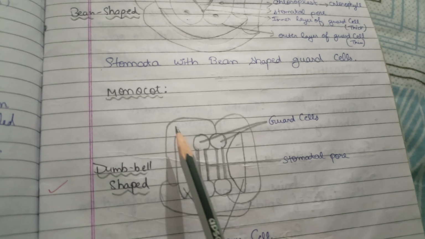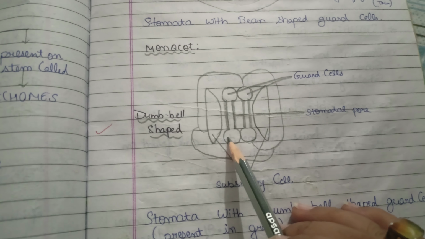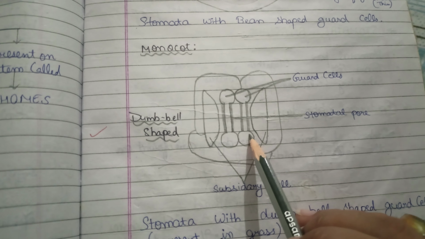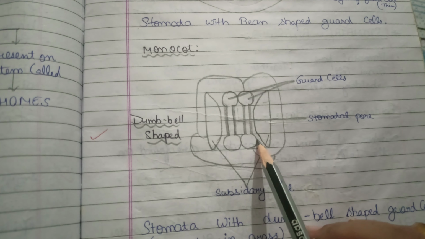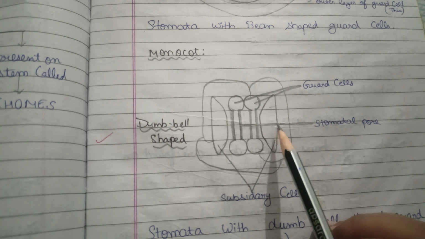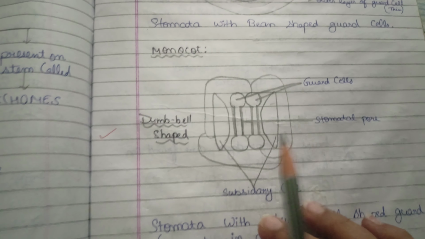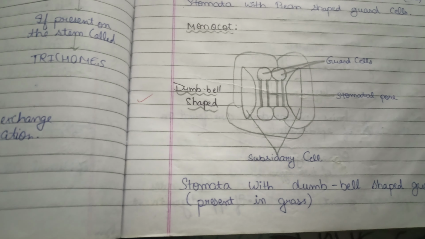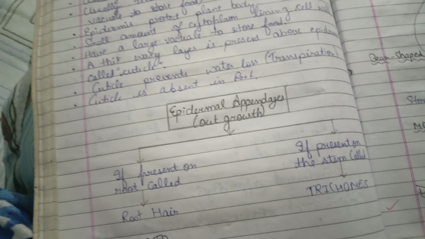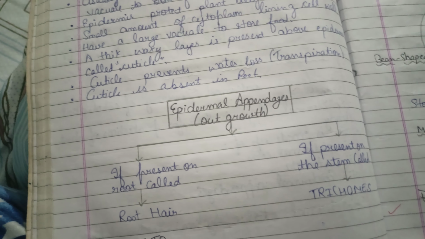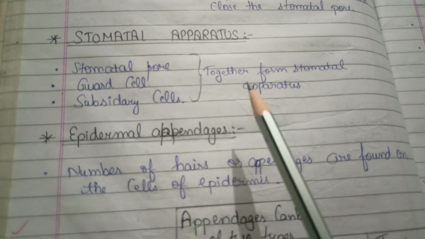Now in monocots, the structure of stomata is dumbbell shaped, just like a dumbbell that is used for exercise. This is the stomatal opening, these are the guard cells, these are the subsidiary cells, and this is the epidermis. So we can understand that monocots and dicots have different types of structure of stomata.